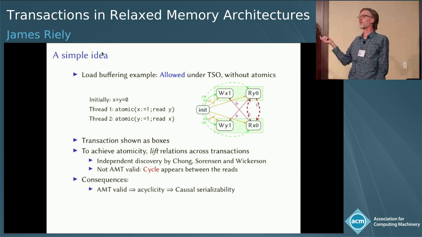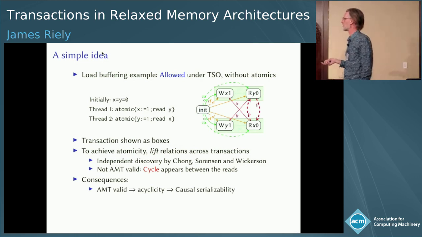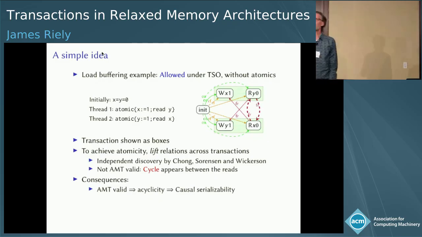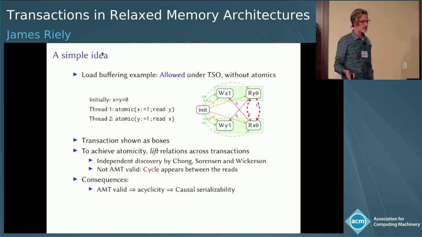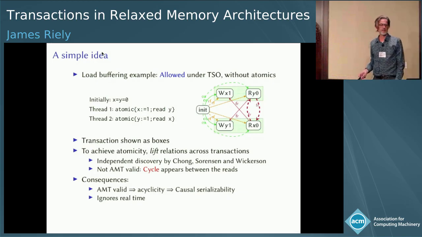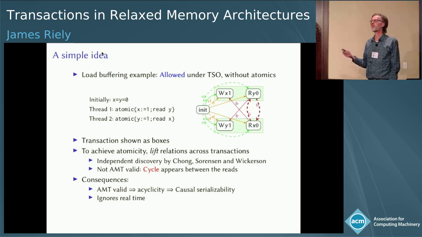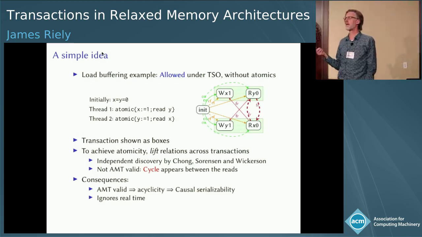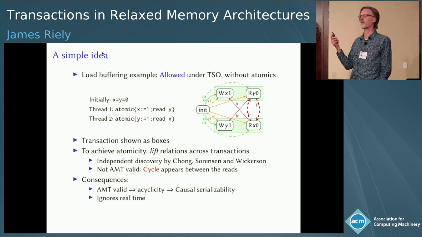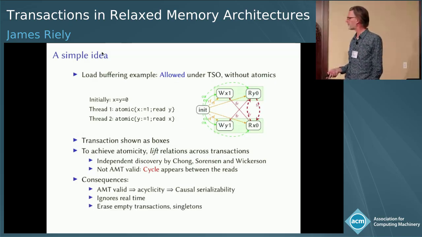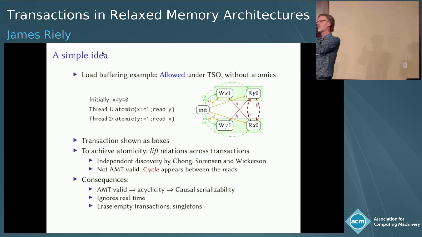In fact, there are some wonderful consequences of just doing this. Because AMT validity implies acyclicity, we get a partial order. Therefore, we get some kind of causal serializability. Because the model ignores real time, we are ignoring real time. Real time is a bugbear for many, many transactional models. They get all tripped up in real time. So we're not doing that. And in addition, empty transactions or single events as transactions, the transactional code can be removed. It's obvious because all we've done is lift.